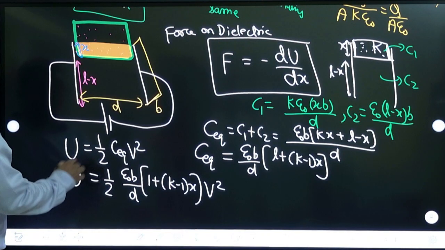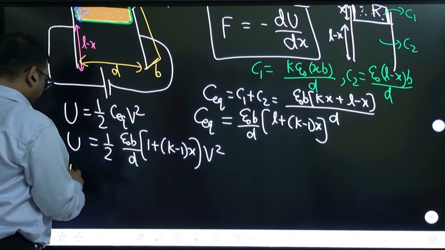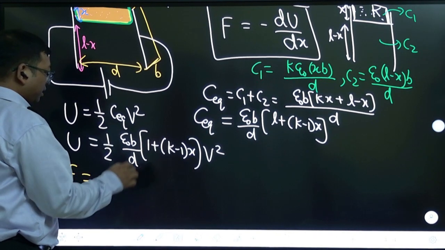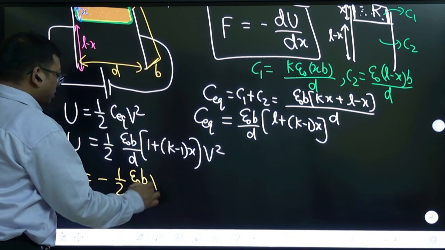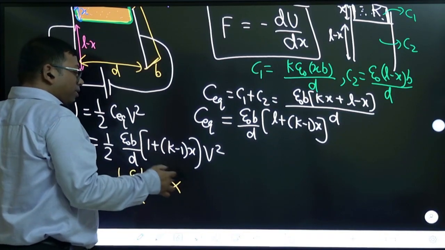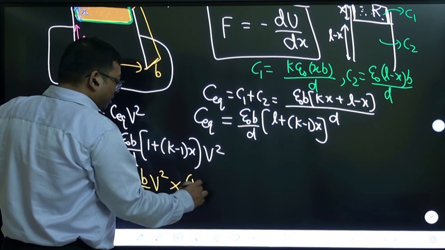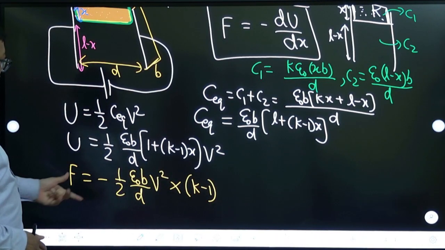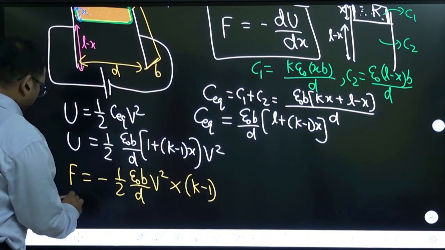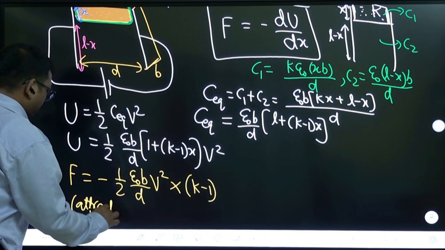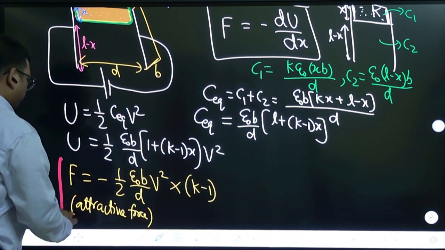Now let us use the force formula. Force is minus dU by dx. Differentiate with x. Things which are constant terms, take out. Epsilon naught B V square by 2D comes out. And this 1 plus this term you have to differentiate with x. So the differentiation of 1 is anyway 0. Here K minus 1 will come. This is what it is, right? And K is greater than 1, and this is a negative term. Negative means attractive force. Okay, so this is the formula for attractive force.